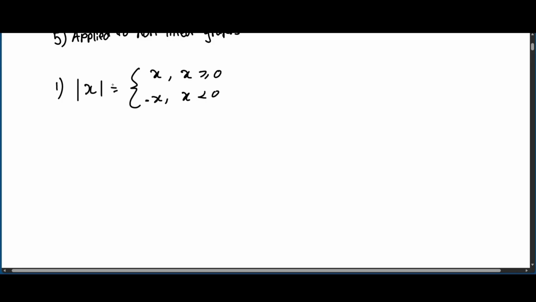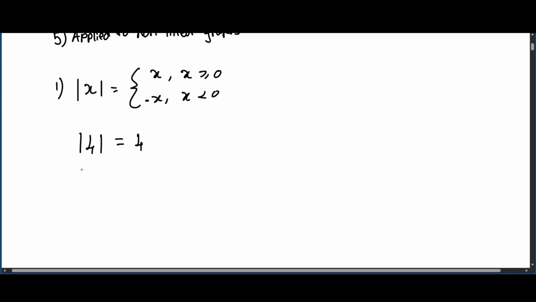So this means, when x, let me just put a number for x. Let's say in this case, x is 4. What would the answer be? 4 is definitely more than 0, so it will remain as x. So your answer will be 4.